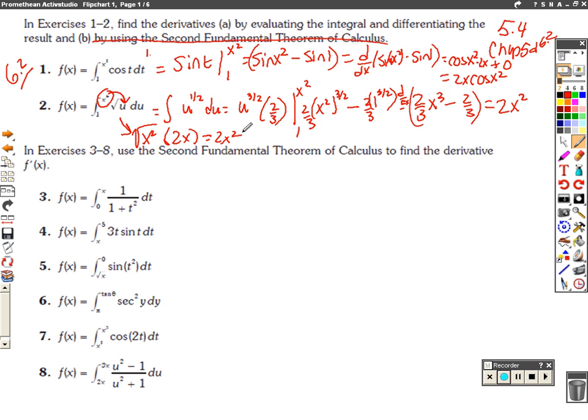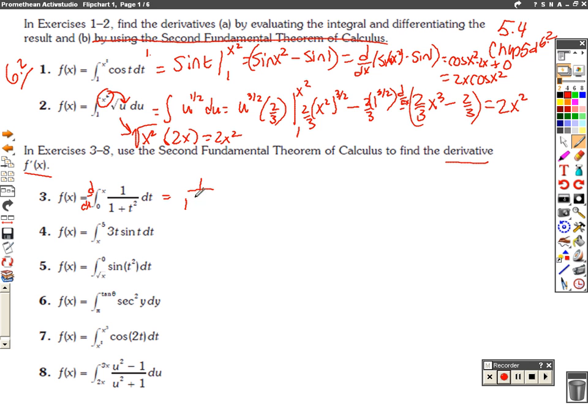Now we're going to use that shortcut on these problems 3 through 8. And they want us to use it to find the derivative, basically f prime of x. So we're finding d dx of all these numbers. It says if we have a number on the bottom, a variable on top, plug the variable in.